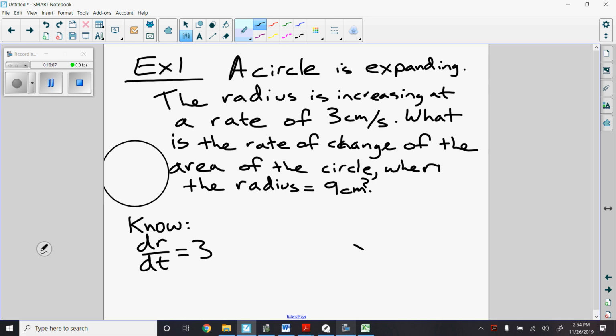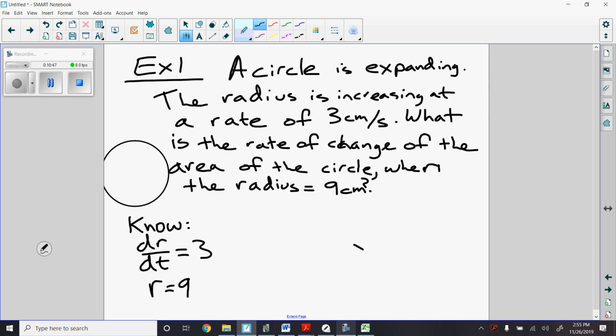The other thing I know is, it says when the radius equals 9 centimeters. And we notice 9 centimeters, that's simply our radius value. So here I'm just going to write r equals 9. Those are the two things that I explicitly know. I gave you the rate of change of the radius, dr dt, and I gave you the instantaneous radius length of 9 centimeters.